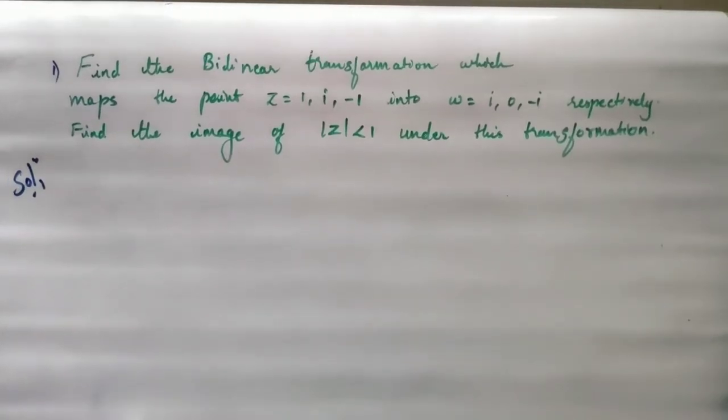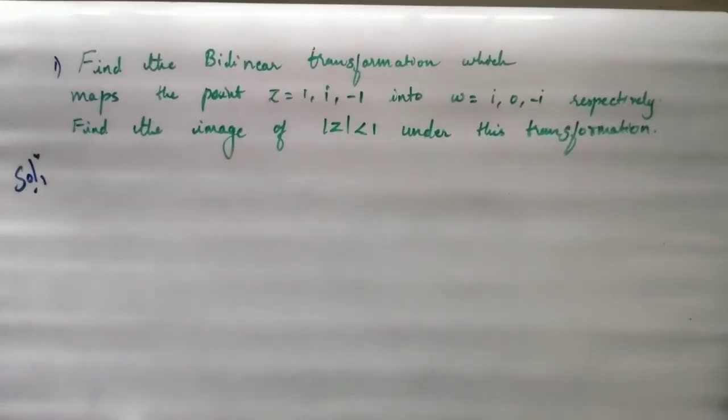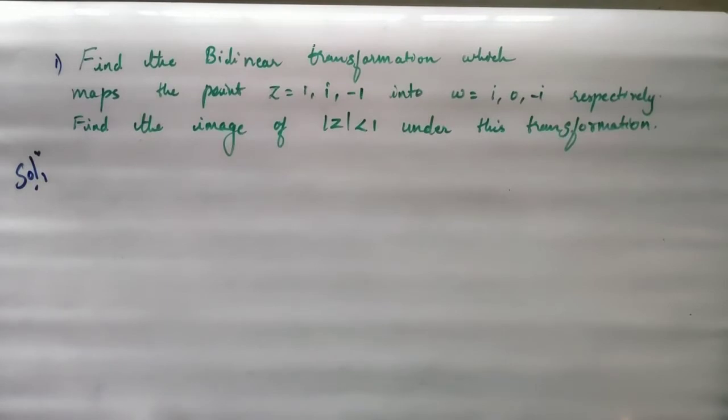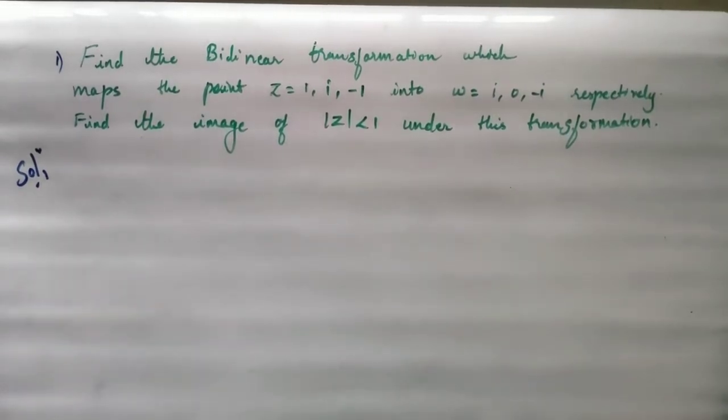Hello students, now let us continue with the problems on bilinear transformation. Here is one problem. Find the bilinear transformation which maps the points z equal to 1, i, -1 into w equal to i, 0, -i respectively, and also find the image of |z| < 1 under this transformation. So how will you solve this problem?